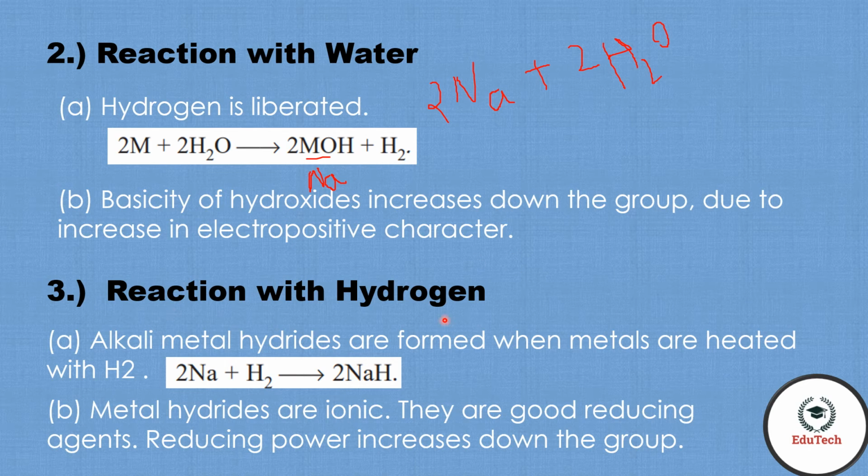Then reaction with hydrogen. Alkali metal hydrides are formed when metals are heated with hydrogen. So 2 moles of sodium is heated with hydrogen to get 2 moles of sodium hydride. Hydrides are formed, right? Then metal hydrides are ionic. They are good reducing agents. Reducing power increases down the group. Francium has the highest reducing power.